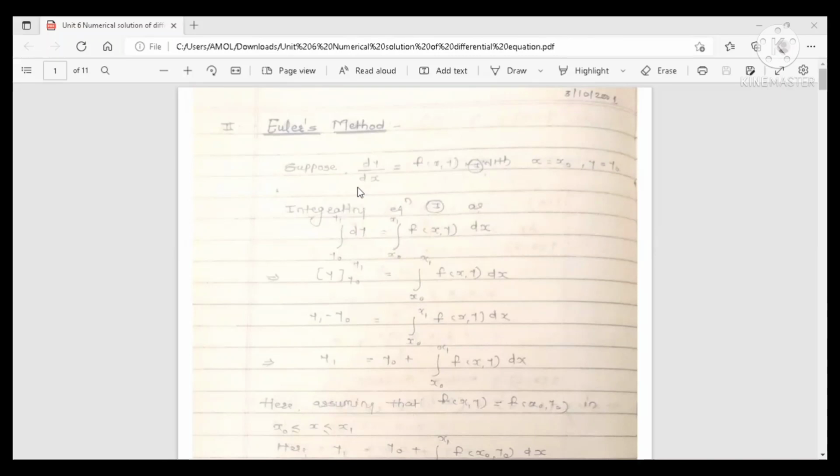Suppose your differential equation is of the type dy by dx is equal to f of x, y, with x is equal to x0, y is equal to y0. Means x is equal to x0 and y is equal to y0. These are the initial values of x and y. x naught and y naught are the initial values of x and y respectively.